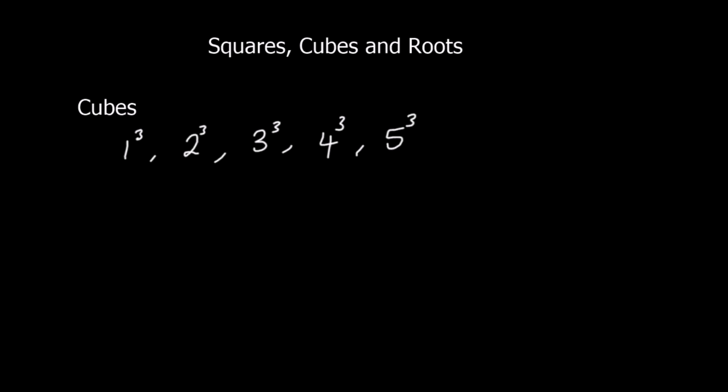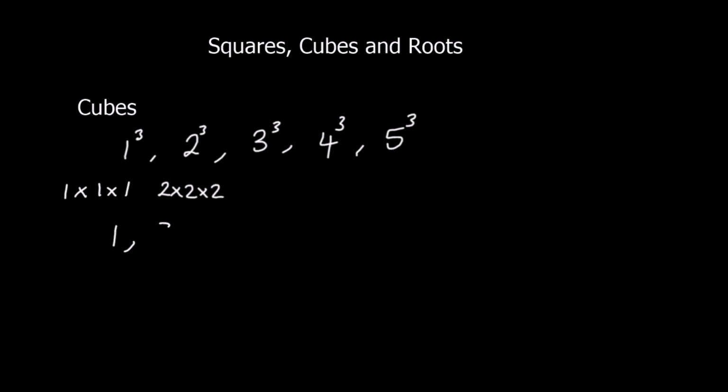So when we've got a cube, it's like a square. So where a square is times by itself, a cube is times by itself, and then again. So 1 cubed means 1 times 1 times 1. So that's 1. 2 cubed, 2 times 2 times 2. 2 times 2 is 4.